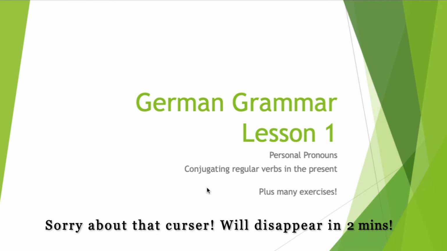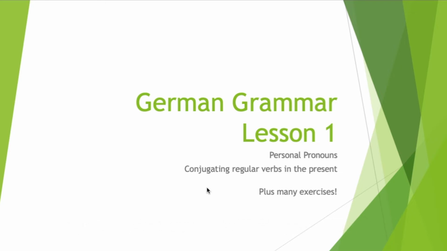In this lesson, I'll teach you personal pronouns, so words like I, you, he, she, it, etc., and verbs in the present tense. We've also got a whole lot of exercises, so treat this as a real lesson. Sit down and concentrate, get yourself a pen and paper so you can take notes. This video is meant for German beginners, so if you know pronouns and verbs already, this lesson is not for you.